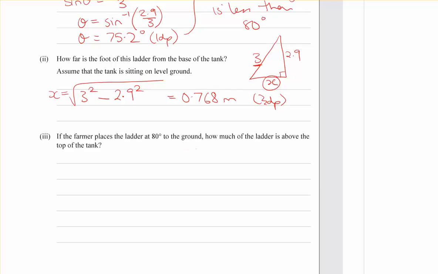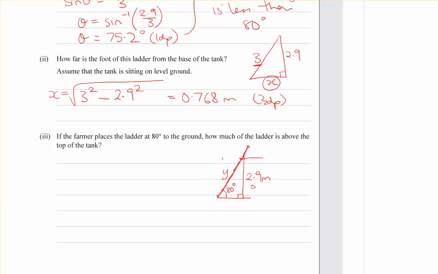Right, how much is the ladder overhanging? Oh, so this time he's definitely using 80 degrees there, so it would look like that. The top of the tank is 2.9 metres. So we really want to find y, which would give me that length there, and then I could see how much is left over of my 3 metre ladder.